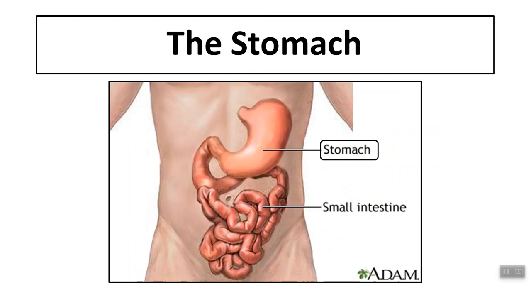The stomach. From this picture we can see it is the dilated part of the digestive system, or the gut tube. Why is it dilated? Because one of its functions is the storage of food and mixing of food. In general, the gut tube or the digestive tube is a muscular tube, and it changes its diameter according to the function. So the stomach is the dilated part of the gut tube.